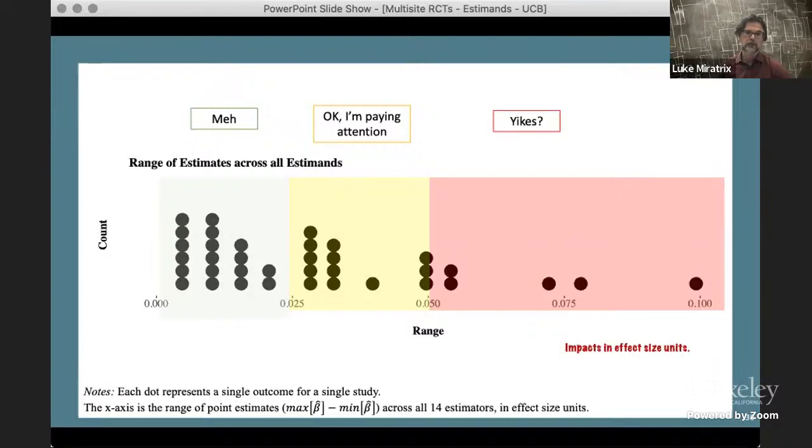And this is across whether you're targeting a site average or a person average effect. Occasionally, however, we are seeing differences in the impact estimates of 0.075 or even 0.1, which is, I would argue, a big deal.